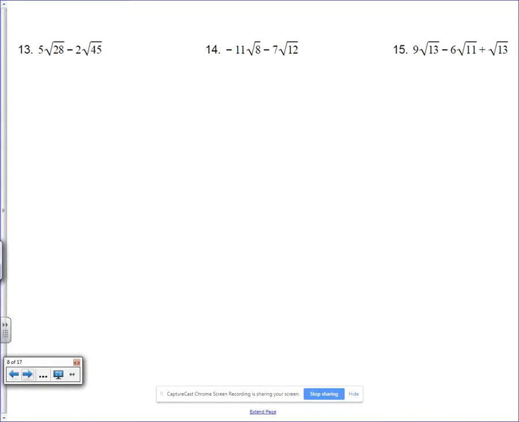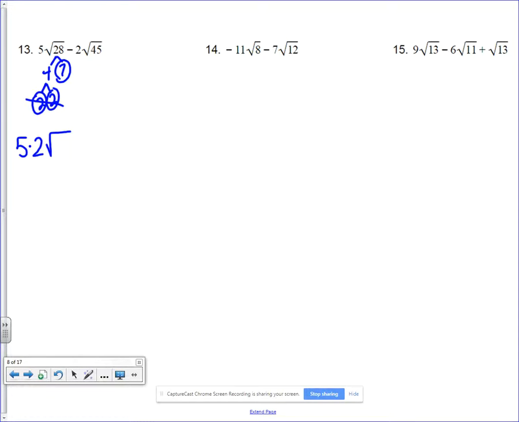28, break it down for me. Okay. Whoops, I don't want to circle that one. So what gets out? And there's already a 5 out there. What's left underneath? Okay, so 5 times 2 is radical 7.